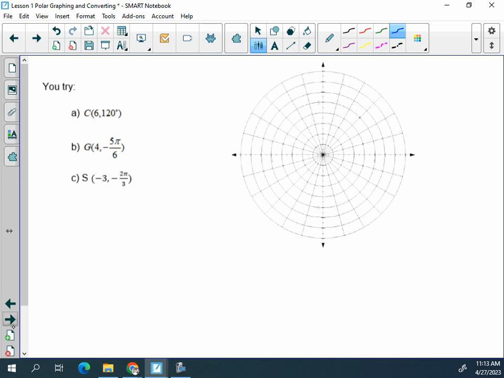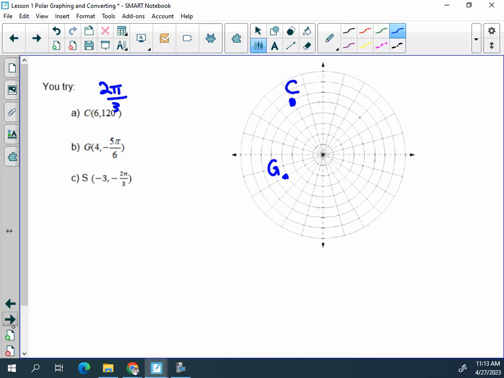All right, so point C is at (6, 120 degrees). 120 degrees is the same as 2 pi over 3. So we're going to go to our 2 pi over 3 angle and then count 1, 2, 3, 4, 5, 6. So that would put point C at that coordinate. Then we've got (4, -5 pi over 6). So we're going to go to negative 5 pi over 6, which is here. And then we're going to go out 4. So 1, 2, 3, 4. Puts us right there. There's point G.